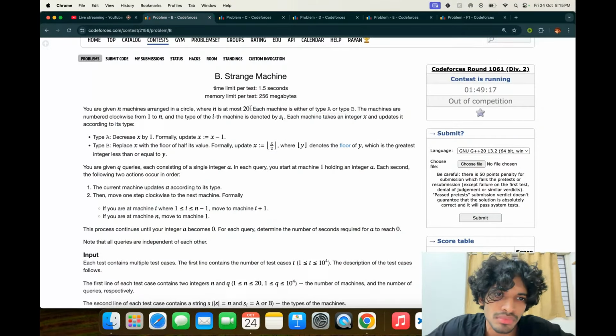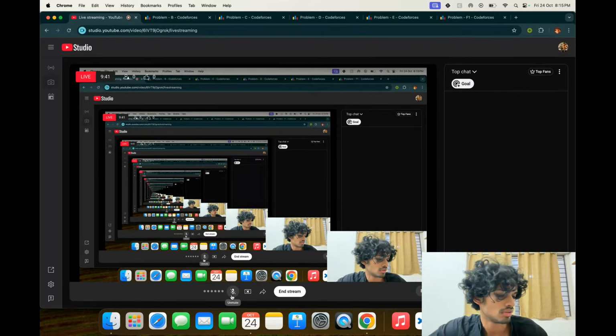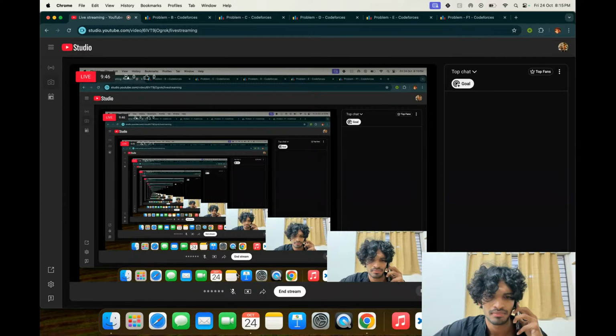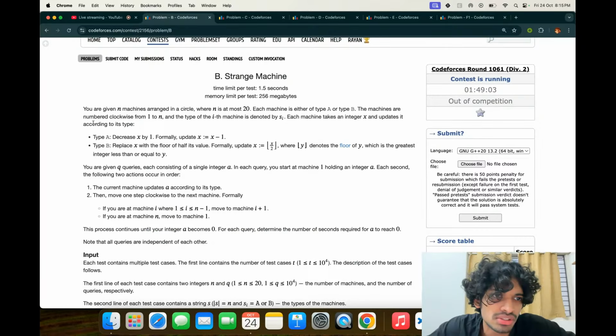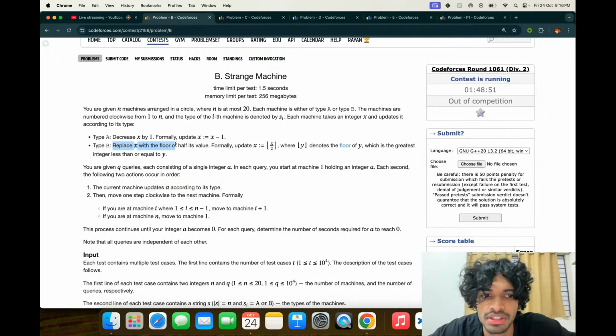Where n is at most 20, the machines are numbered clockwise from 1 to n, and the type of the ith machine is denoted by S_i. Each machine takes an integer x and updates it according to its type. Type a decreases x by 1, formally x equals x minus 1. Type b replaces x with the floor of its value, so x minus 1 or floor, which is the greatest integer less than or equal to y.